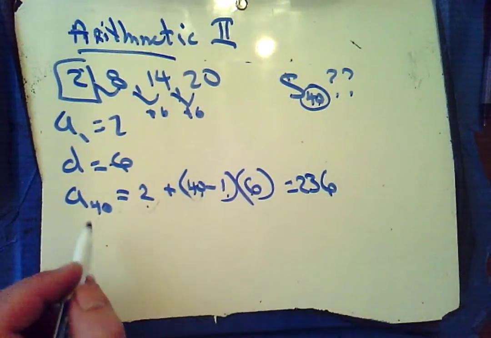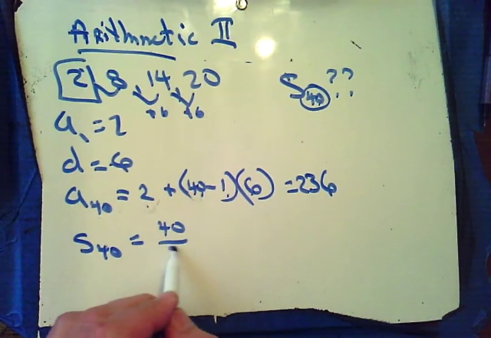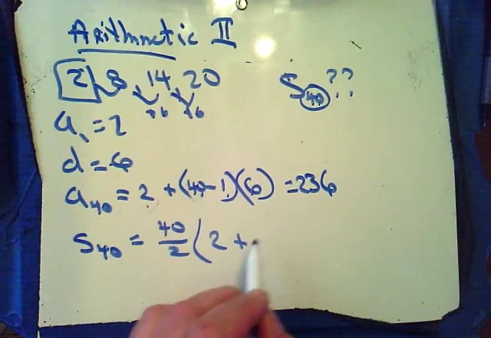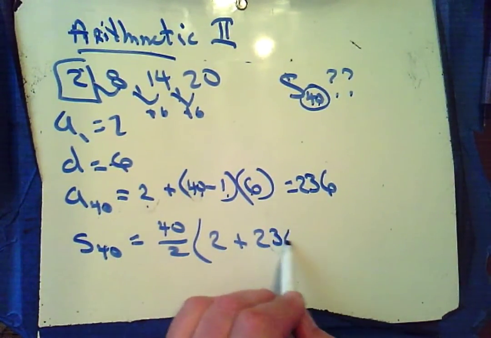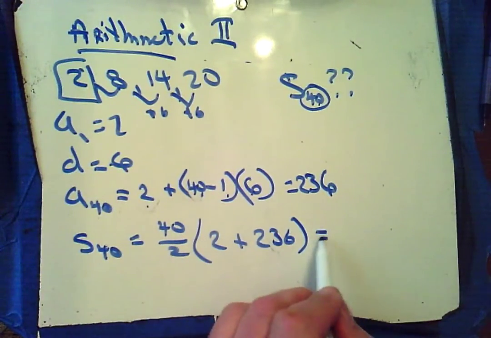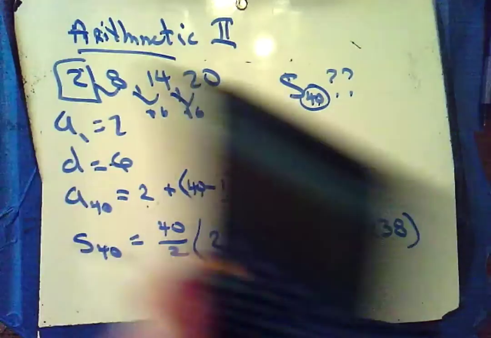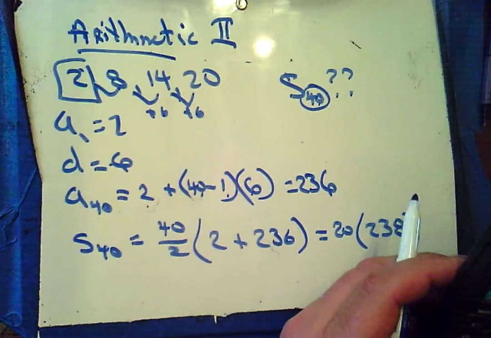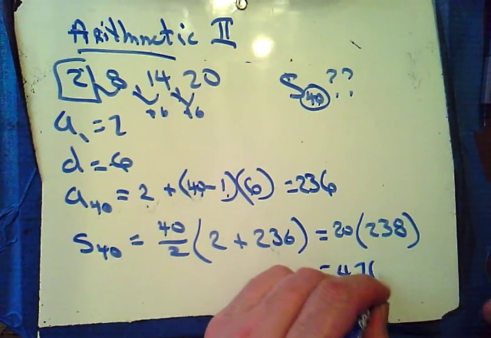We can find s sub 40 by saying s sub 40 will be 40 over 2, a sub 1 plus a sub 40. So that's going to be 20 times 238, and 20 times 238 is going to be 4760.